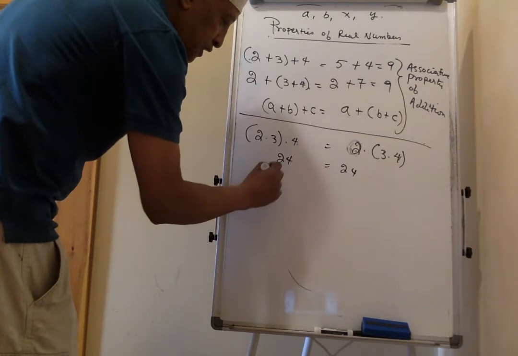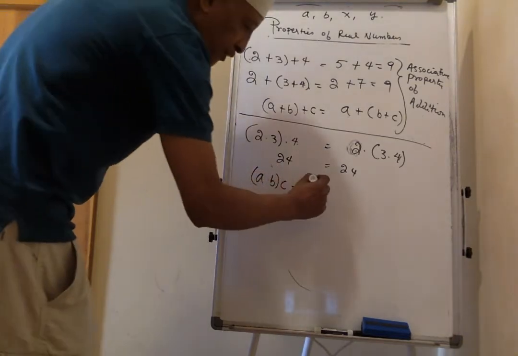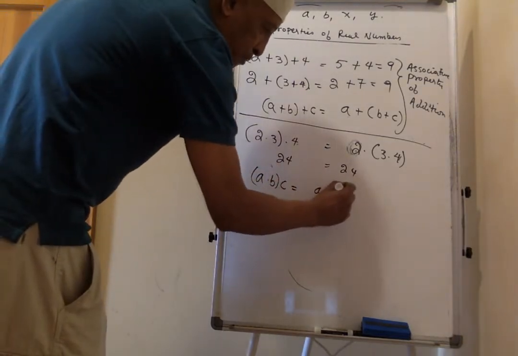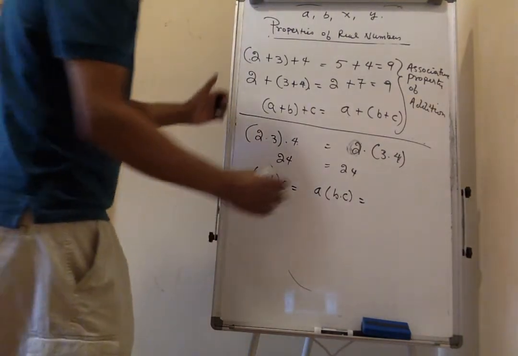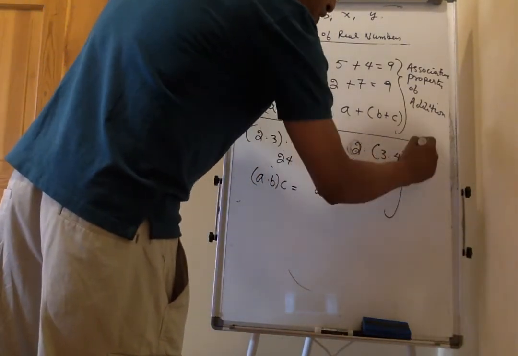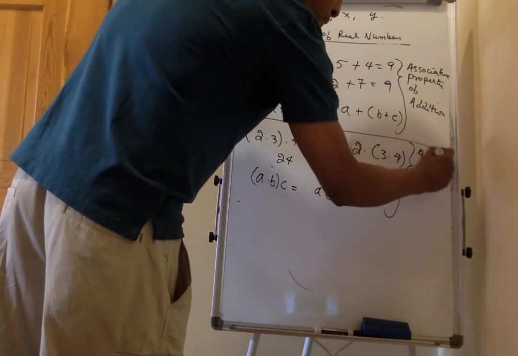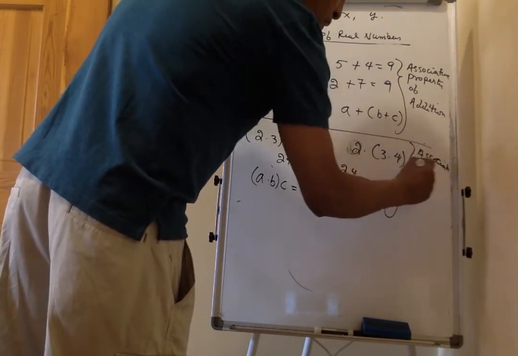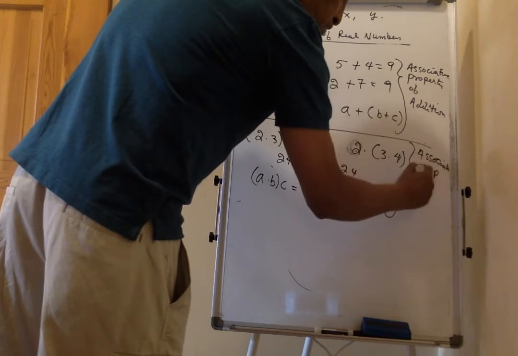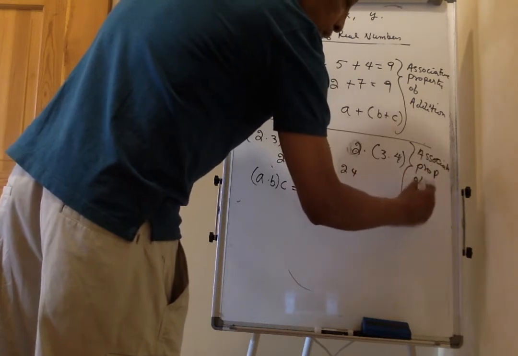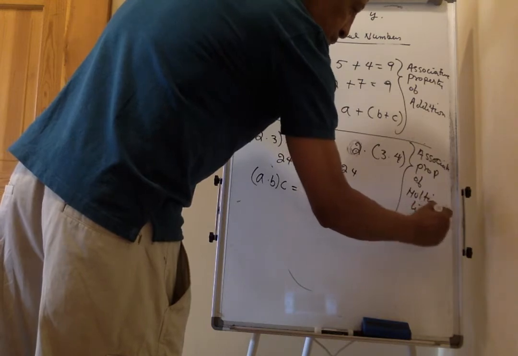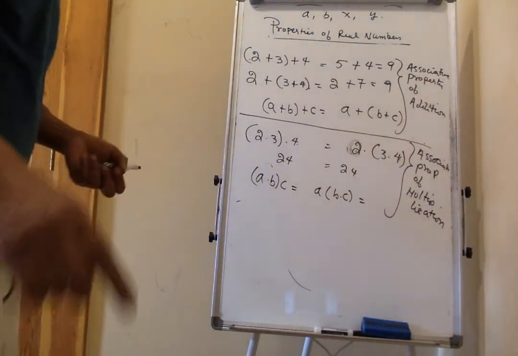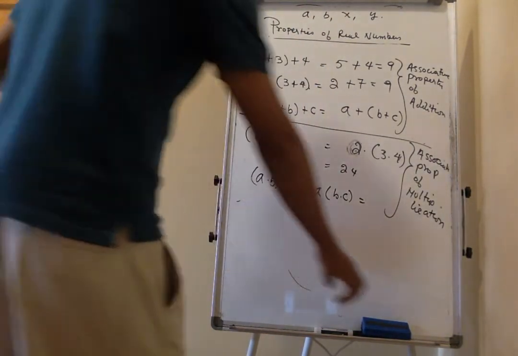A times B times C is the same as A times B times C, grouped differently. Okay, and this is also the associative property of multiplication. Okay. So we discussed commutative, associative.